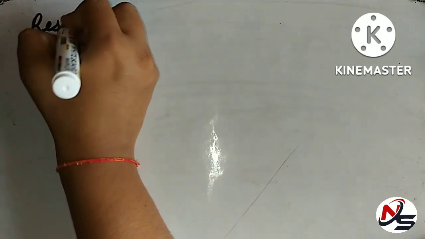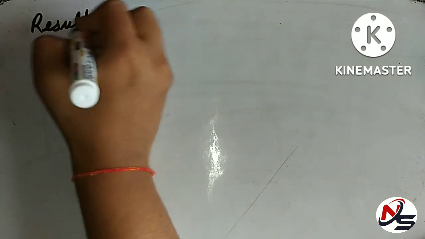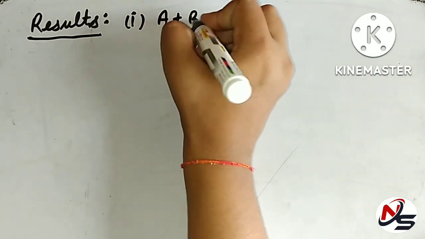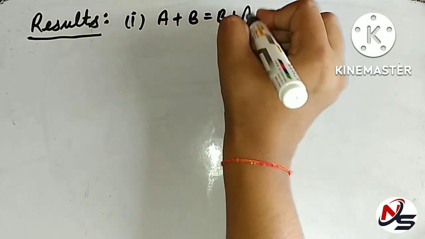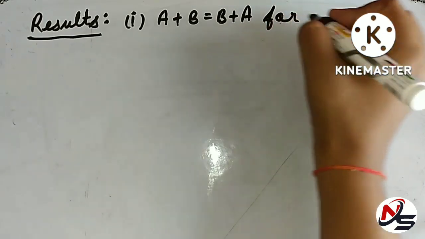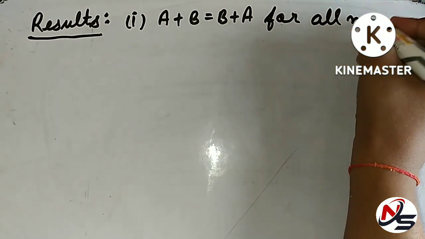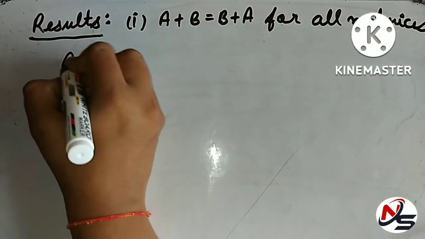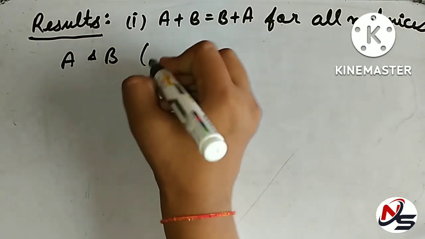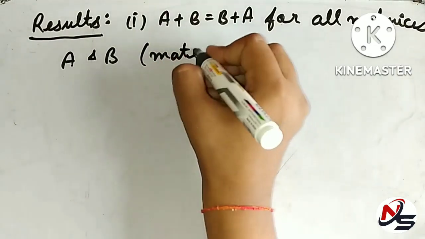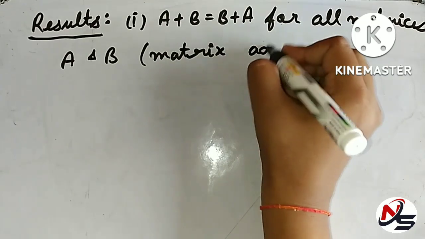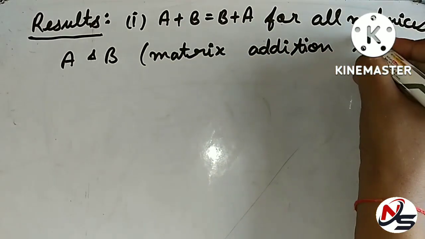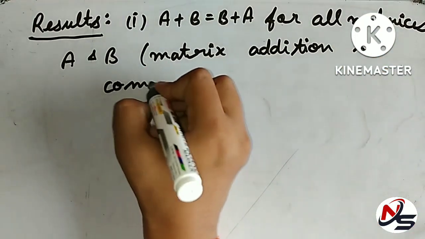Result: first, A plus B equal to B plus A for all matrices A and B. Matrix addition is commutative.